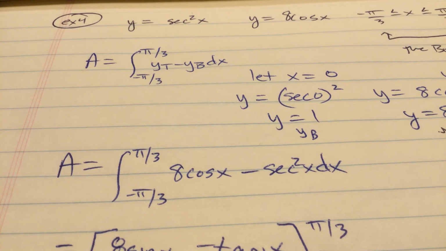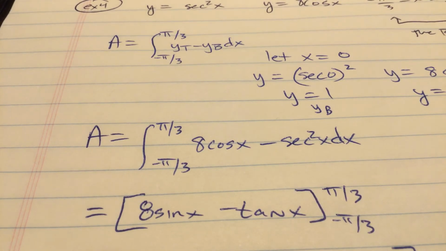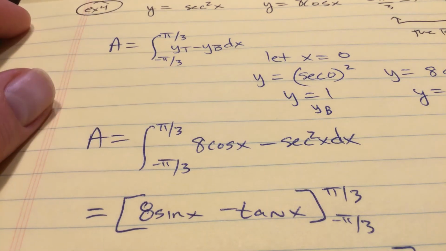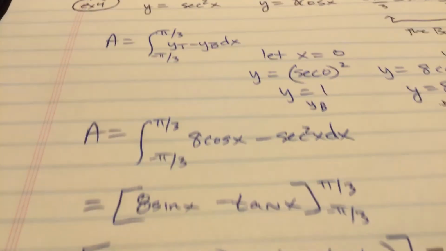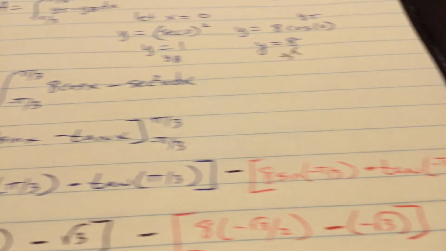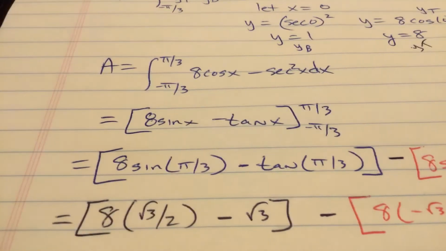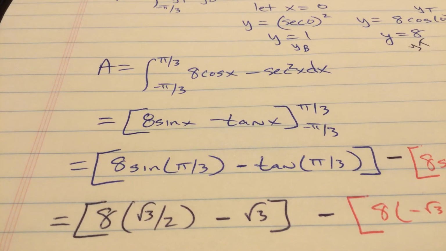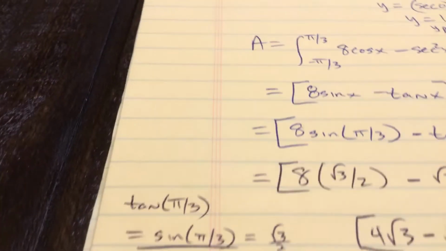Antiderivative of 8 cosine x would be 8 sine x minus tangent, since the derivative of tangent is secant squared. All right, I'm going to plug pi thirds in for x, minus, going to plug negative pi thirds in for x. Sine of pi thirds, folks, that's root 3 over 2. Tangent of pi thirds, if you take more math classes, you have to know off the top of your head, folks, all right?